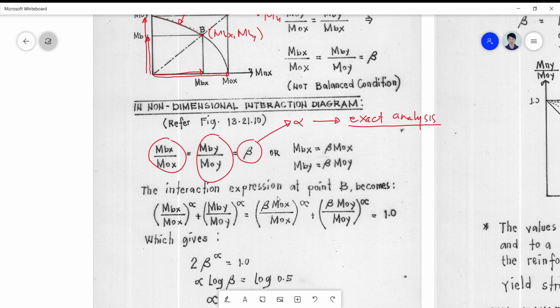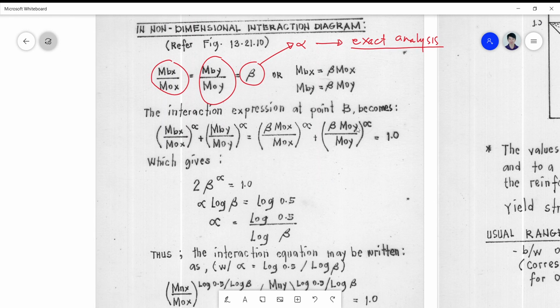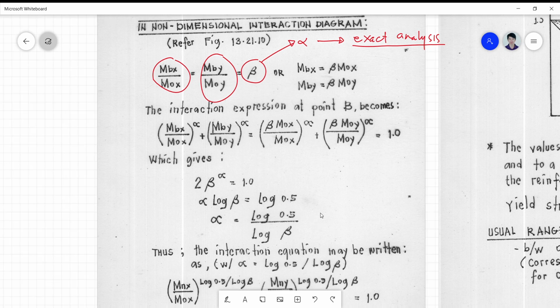So the interaction expression, or the contour expression at point B now will be simplified by substituting your MBX over MOX, MBY over MOY, beta. Here, simply substitute, and of course cancel MOX here and MOY there. You get simply beta to alpha plus beta to alpha equals 1. So this is 2 beta alpha equals 1. Take the logarithm of both sides. First divide this, becomes 1/2. So take the log, then alpha is simply this one.